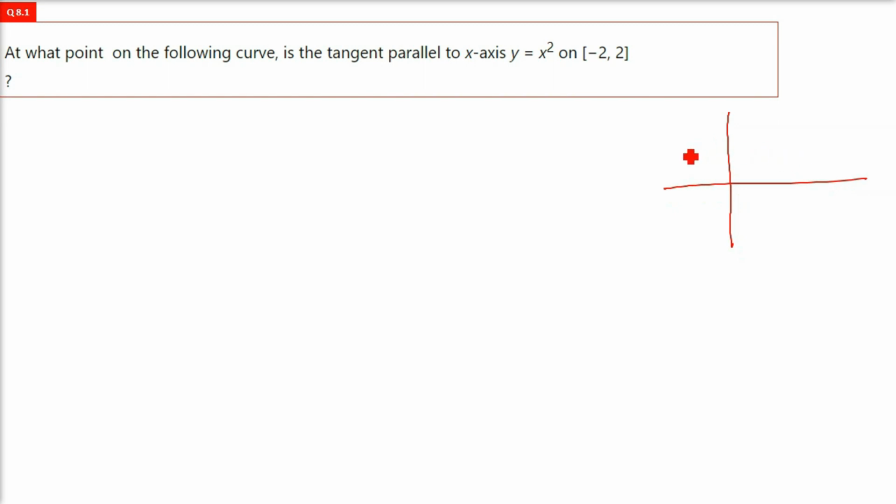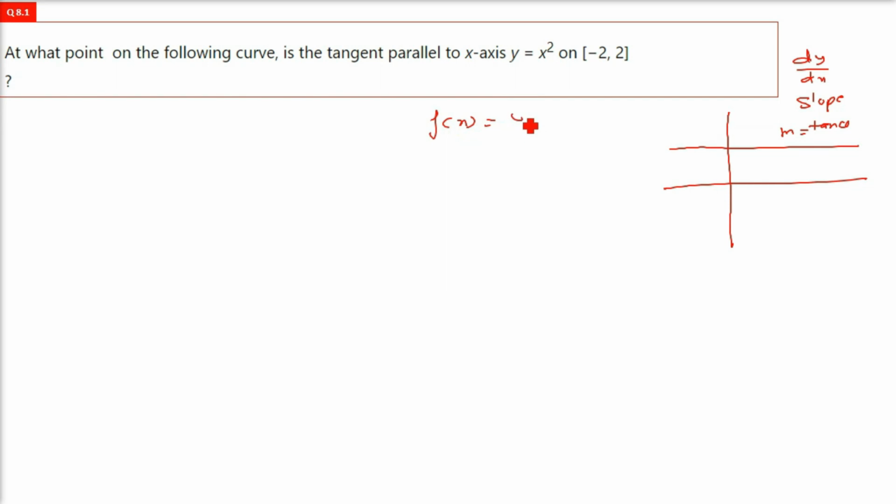If I make a Cartesian coordinate system, a line which is parallel to the x-axis has slope m, tan theta, or dy by dx. All these things are exactly the same, and this has to be equal to 0. If the tangent is parallel to the x-axis, the slope has to be 0, because slope m or tan theta is the angle with the x-axis in the anti-clockwise direction from the positive x-axis.